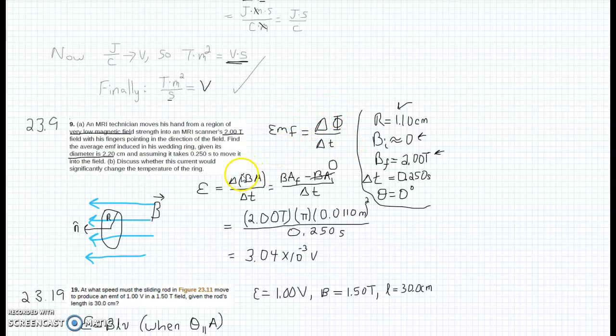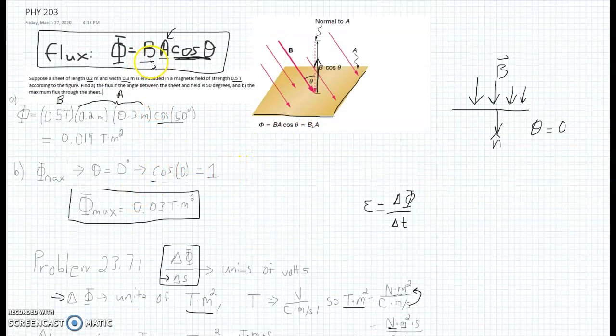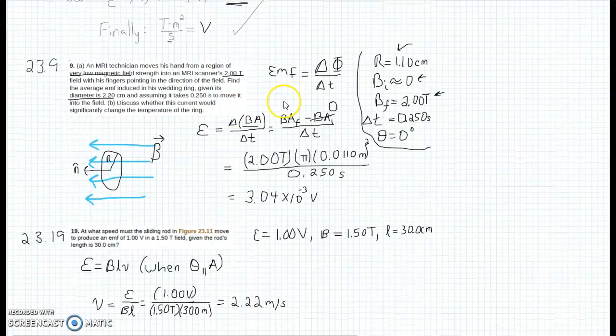So the EMF is just going to be the change in flux over the change in time, and the change in flux is going to be the change in the quantity BA. Now, the definition, of course, is BA cosine theta, but again, since the angle is 0, cosine goes to 1, right? And the angle does not change between the initial and final situation. So we don't have to worry about that.